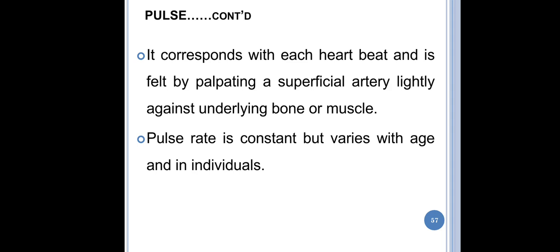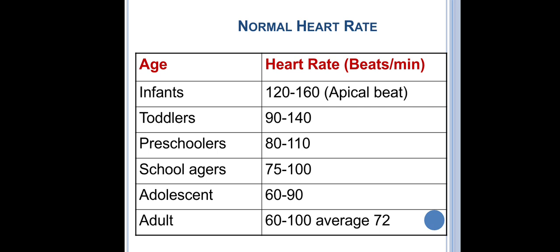So these are some factors that affect pulse. So what are some of the normal heart rates? The pulse: we have infants, which is about 120 to 160 beats per minute. Toddlers is about 90 to 140. Preschoolers is about 80 to 110. School agers is about 75 to 100. The adolescents about 60 to 90. And then in adults, it's 60 to 100, with the average around 72, and then someone is considered normal.